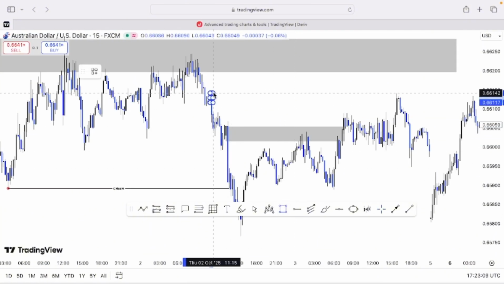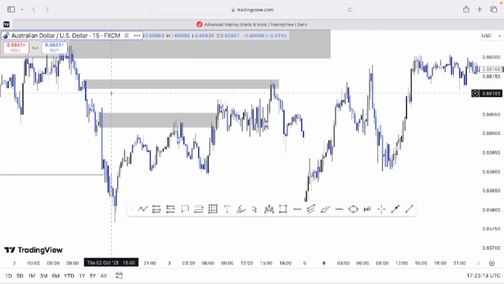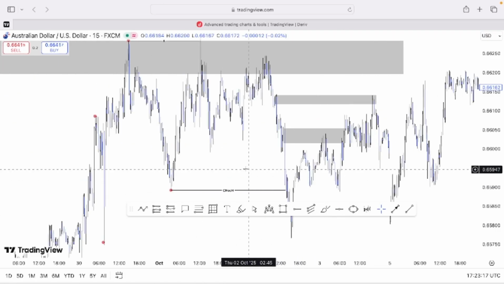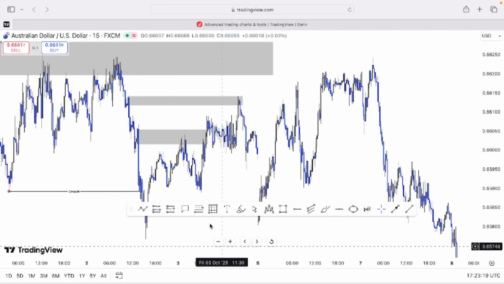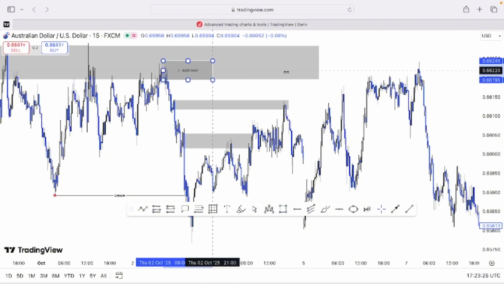The second area was this one, of which it was a bit imbalanced. As you can see, we had a gap right there, and then we had the extreme, which is at the top of the structure right here. So this is the extreme. As you can see, there was a lot going on around that point.